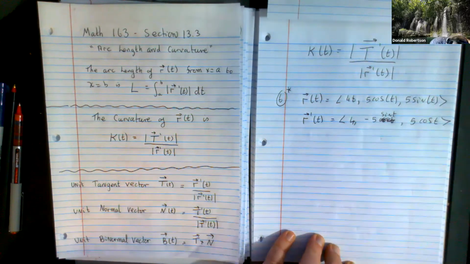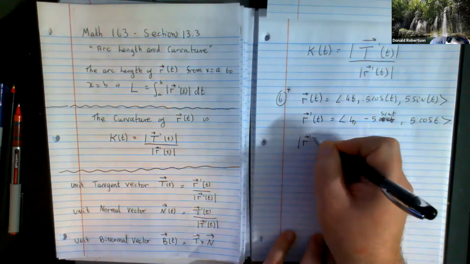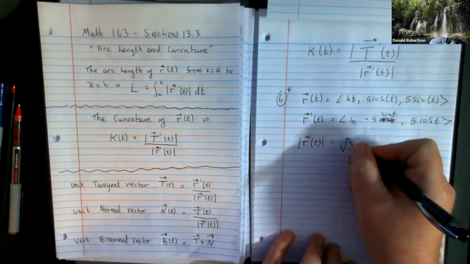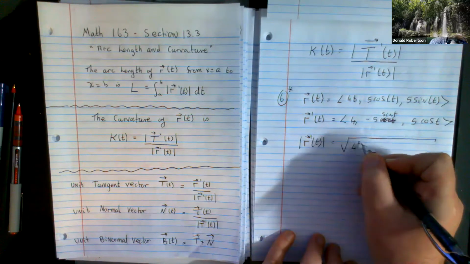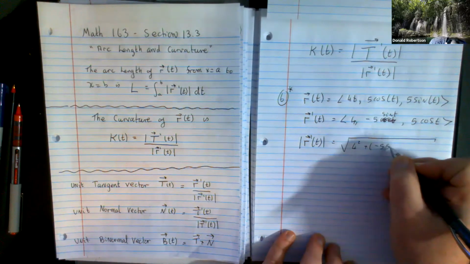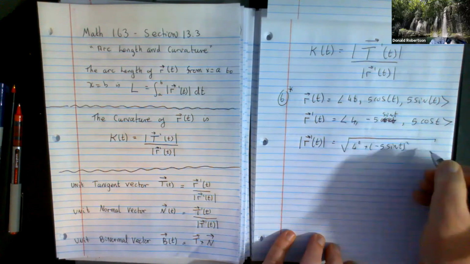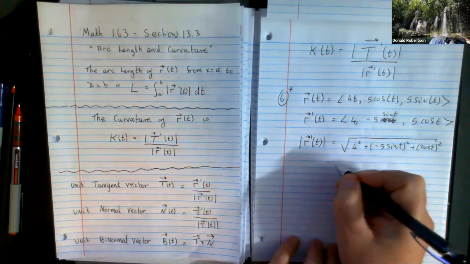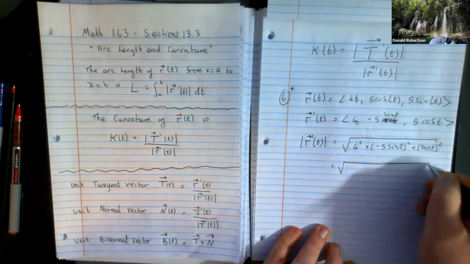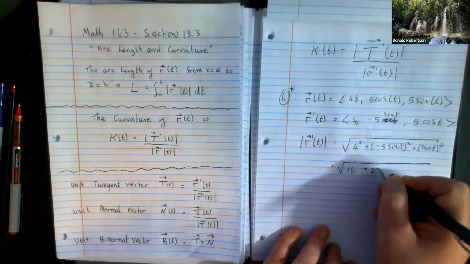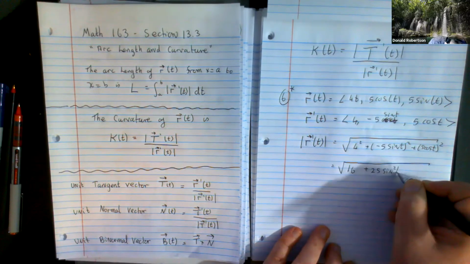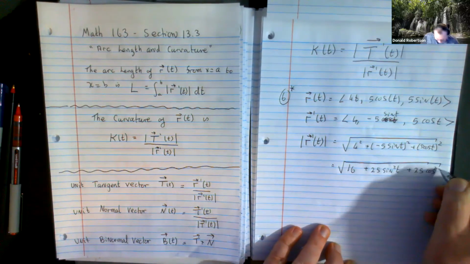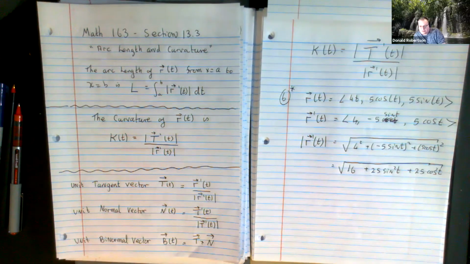And the magnitude of the first derivative, because that's the guy that's going to go there, is the square root of 4 squared plus -5 sine t squared plus 5 cosine t squared. And that ends up being 16 plus 25 sine squared plus 25 cos squared. So far, so good.